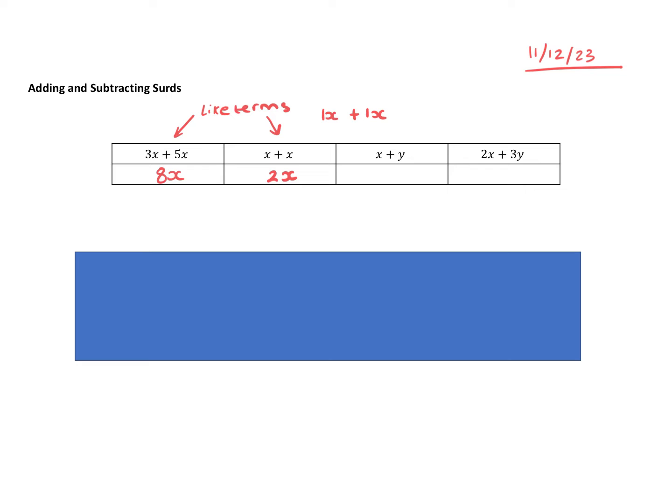Now, in the next two examples, you don't have like terms. You have an x and you have a y here, for example. So this cannot be simplified. You don't have like terms. And the same in this last example, you have a 2x and you have a 3y. You cannot simplify unlike terms. So these are unlike terms.